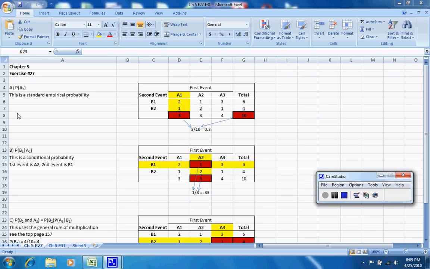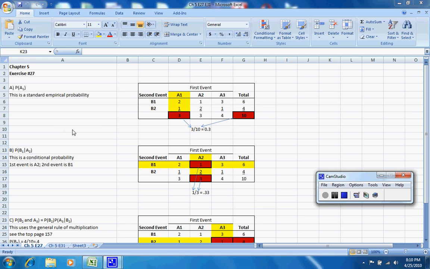The first part of the question asks us to determine the probability of A1, and this is solved. It's just a straightforward standard empirical probability where we would look down the A1 column and determine that there are 3 possible outcomes in A1, and so we would take that and divide it by the total possible outcomes, and so 3 divided by 10 is 3/10.